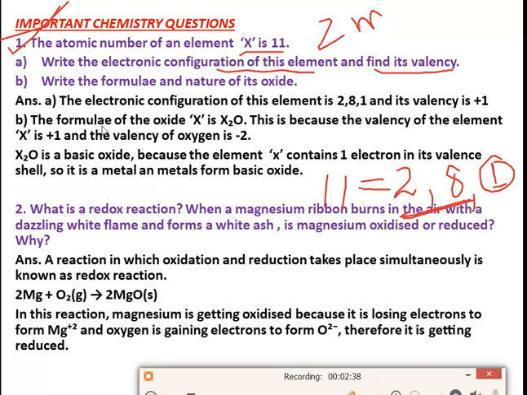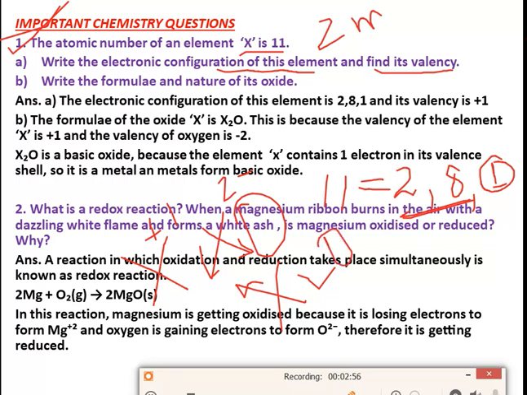Next, the formula of the oxide. The valency of the element is +1, X+1, and we know that the valency of oxygen is O2-. So when the valencies are exchanged, we will get an oxide of the form X2O. So the formula of the oxide is X2O, because the valency of the element is +1 and the valency of oxygen is -2.